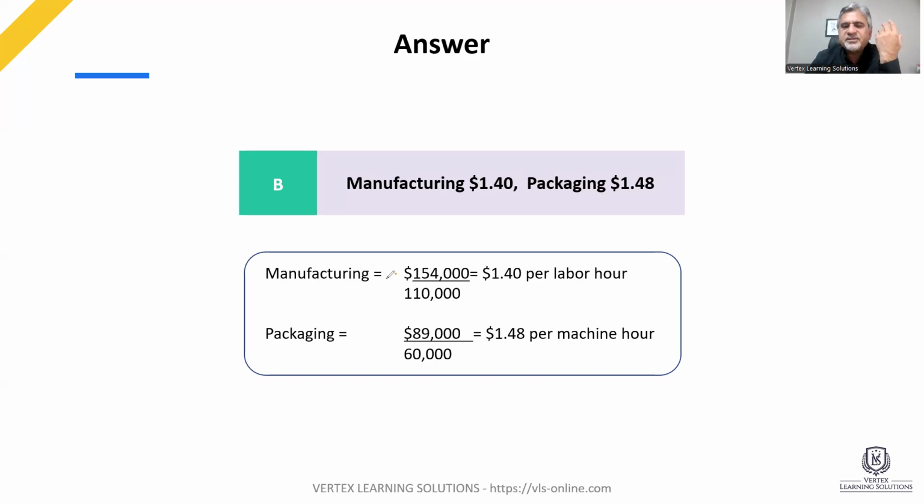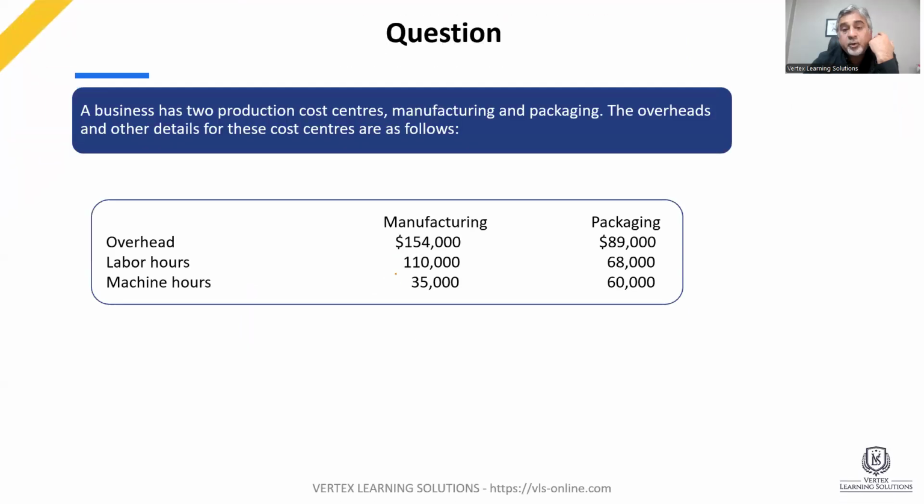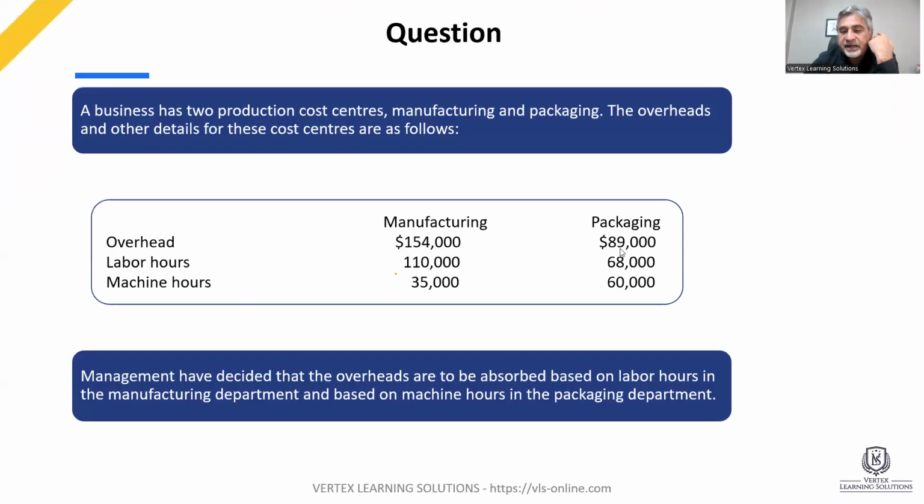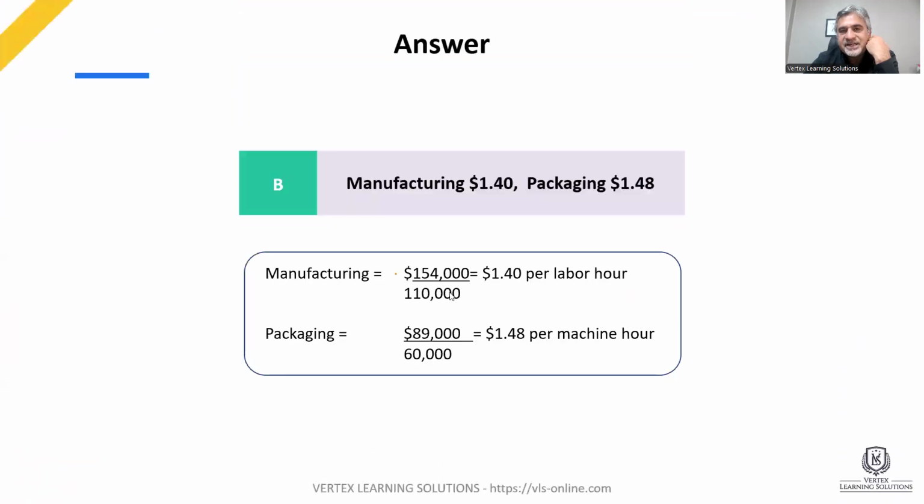So 154, assuming that it is manufacturing, is okay. Let me go back and see how much the overheads are in the manufacturing. I'm sorry, it's a correct 154 and 89. So 154 by 110 and 89 by 60. If I come down here, 154 by 110, 89 by 60. So you get 1.40 per labor hour in manufacturing, 1.40 per machine hour in your packaging. And this option is option B. So 1.4 and 1.8, labor and machine.